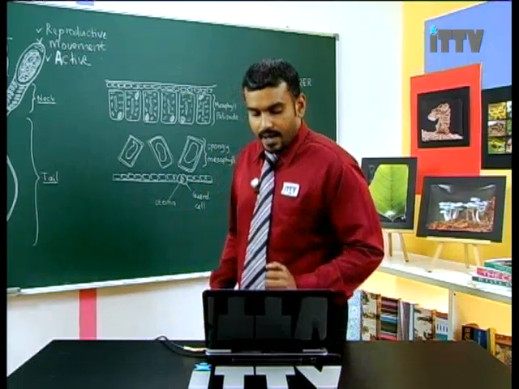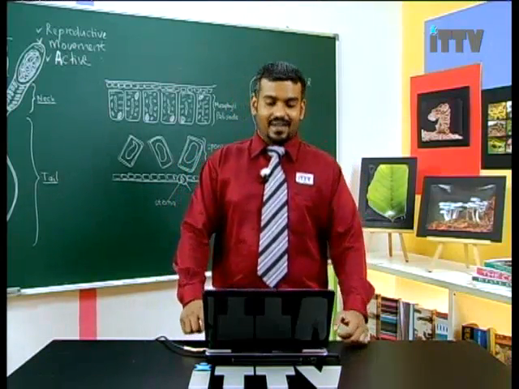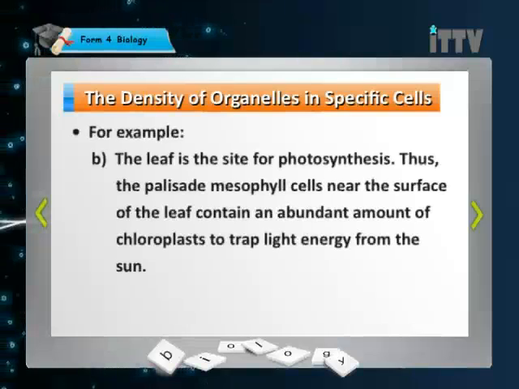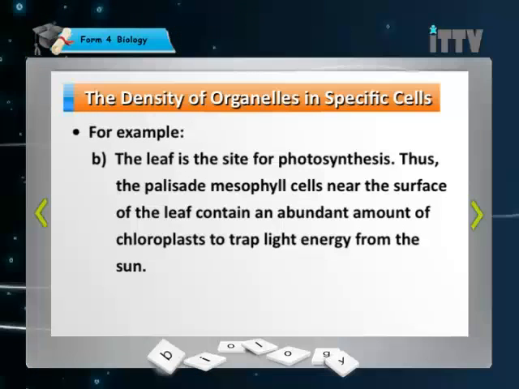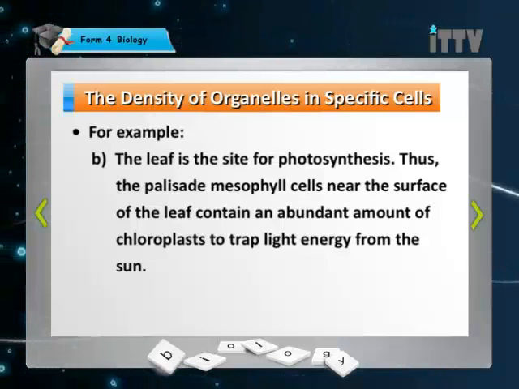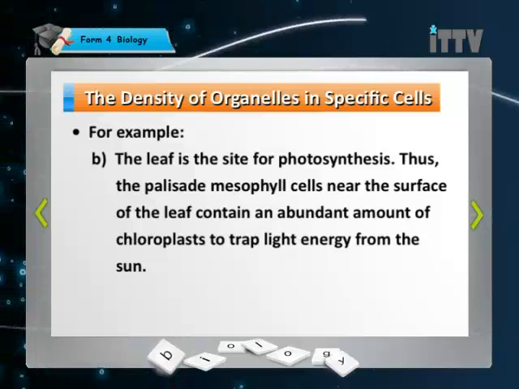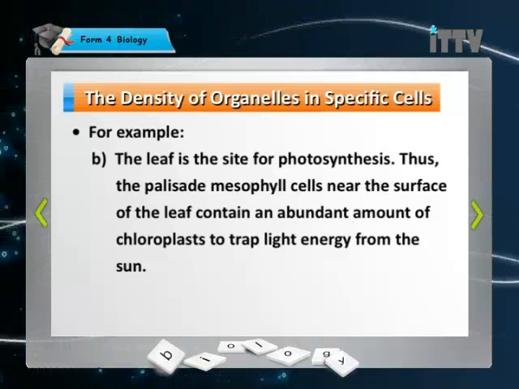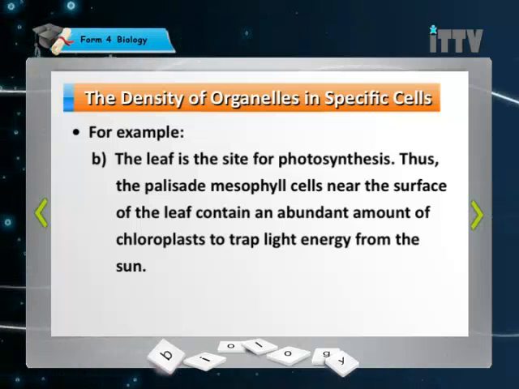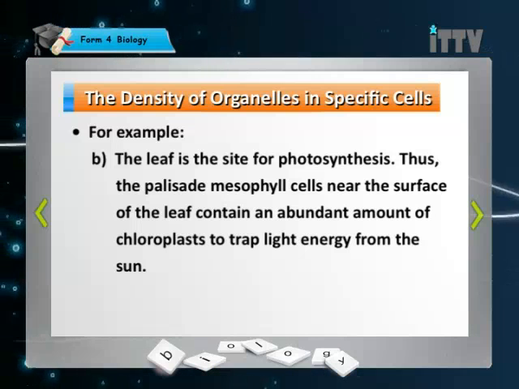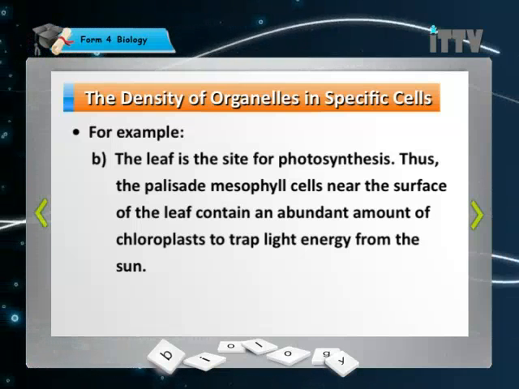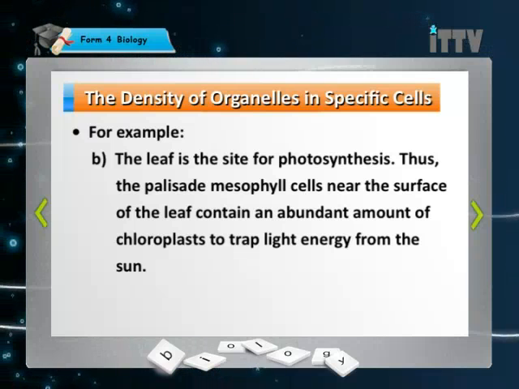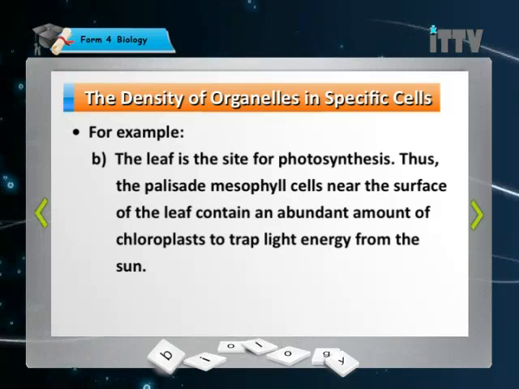Now, let's look at another example. The leaf is the site for photosynthesis in a plant. Thus, the palisade mesophyll cells near the surface of the leaf contain an abundant amount of chloroplasts to trap light energy from the sun. So, students, the next organelle that we are going to see belongs to a plant cell, right? Let's take a look now.